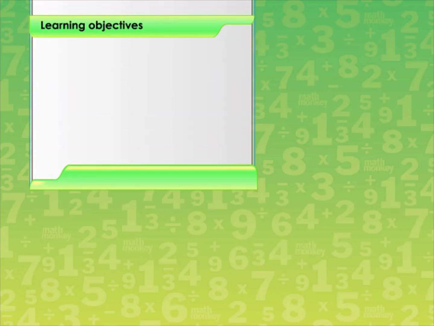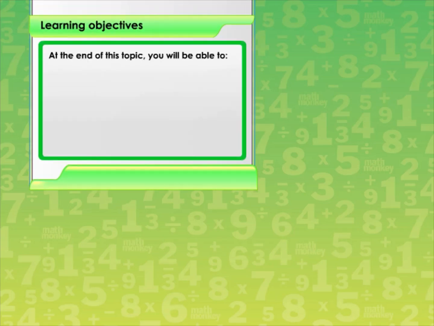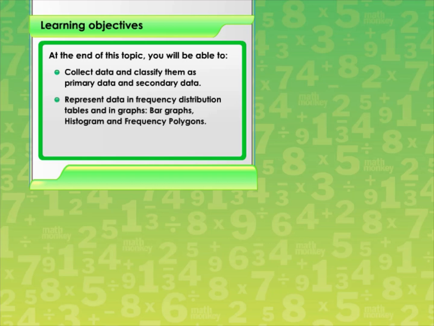Learning objectives. At the end of this topic, you will be able to collect data and classify them as primary data and secondary data, represent data in frequency distribution tables and in graphs, bar graphs, histogram, and frequency polygons, calculate measures of central tendency, mean, median, and mode.